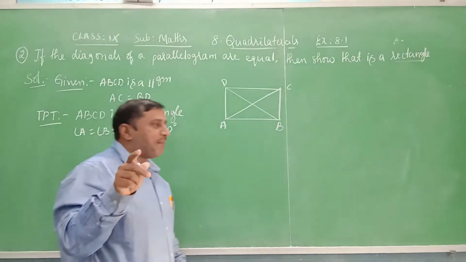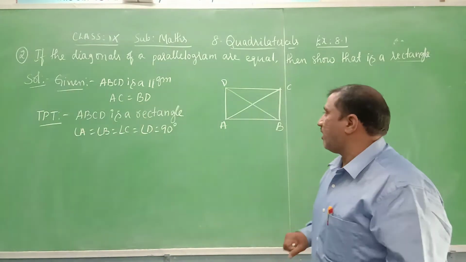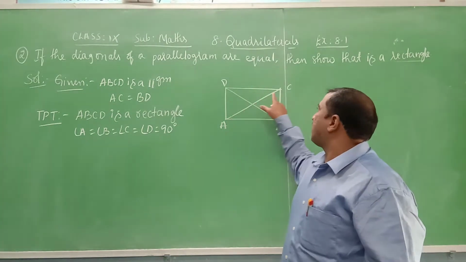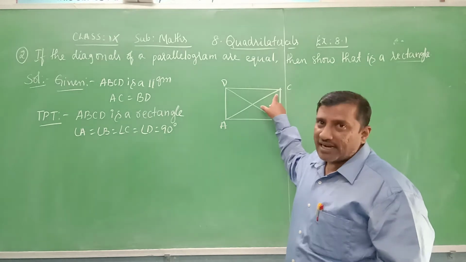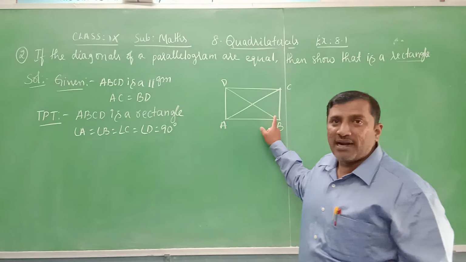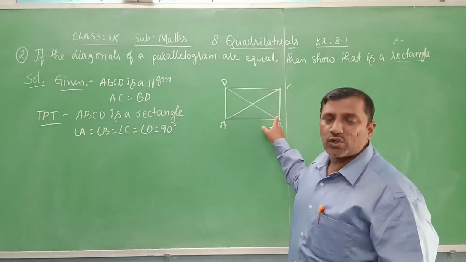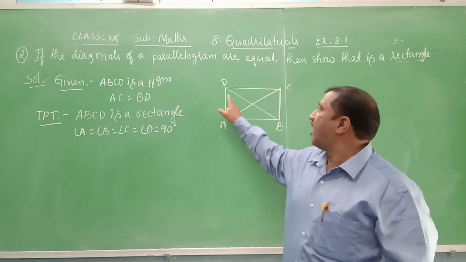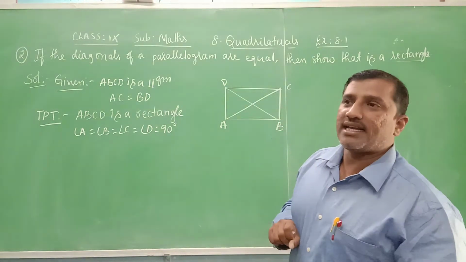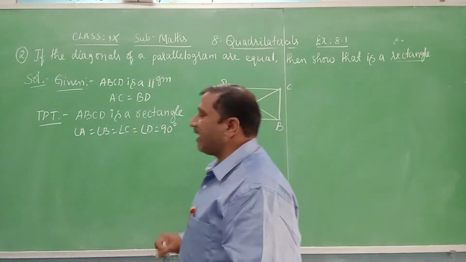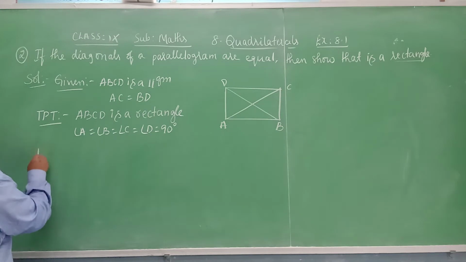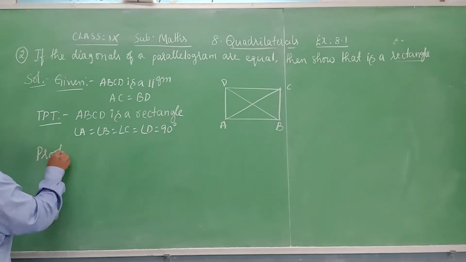As we know, in a parallelogram opposite angles are equal. Suppose you prove angle A is 90 degrees, opposite angles are equal, so angle C will be 90 degrees. Angle A and angle B are supplementary angles, therefore angle B is also 90 degrees as angle A is 90. And again B and D are opposite angles, so angle D will be 90 degrees. So we need to prove any one angle is 90 degrees. So how do we prove it here?